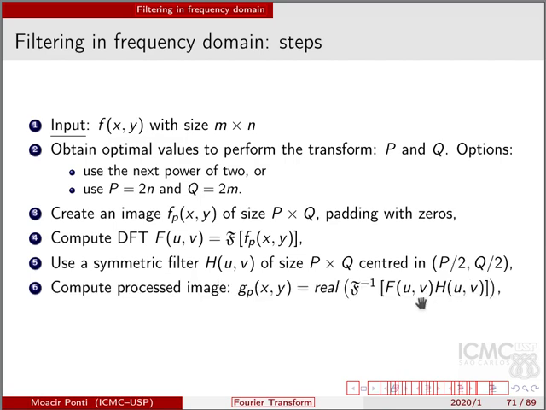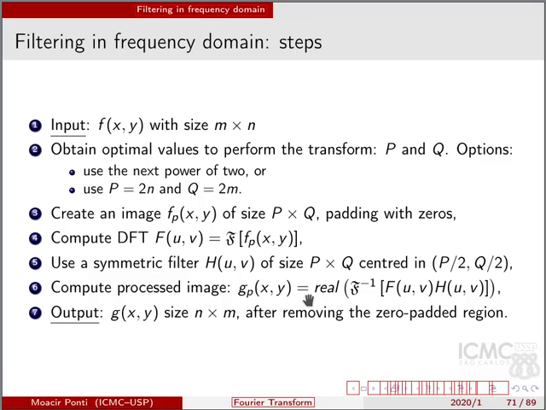In the Fourier domain, we are going to take the product between F and H, and then take the inverse, and it is recommended to take just the real part of the inverse in order to avoid numerical approximation errors. And then, because this image has size P times Q, we must crop the image again to the size n times n, removing the zero-padded region and obtaining an image that has the same size as the input one.